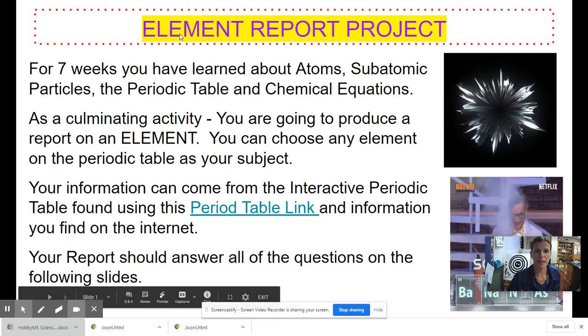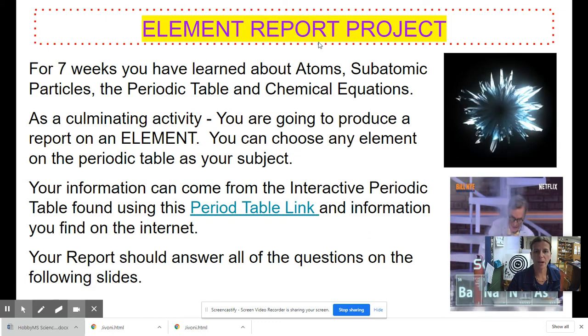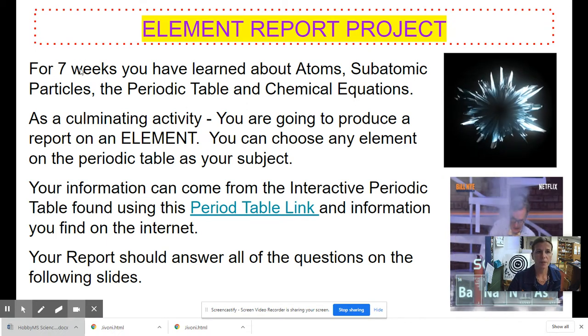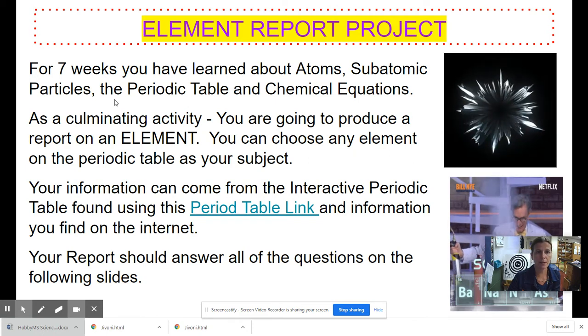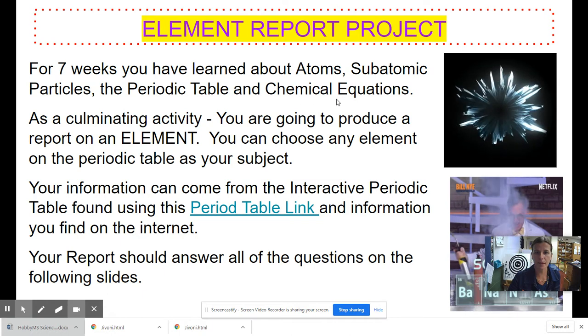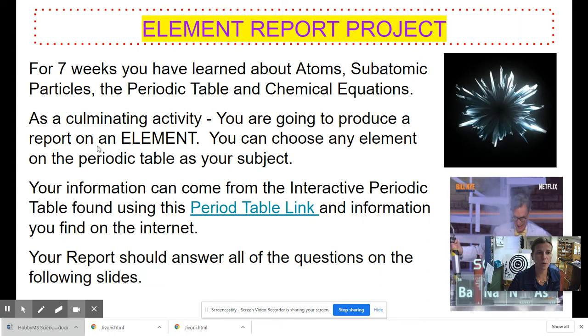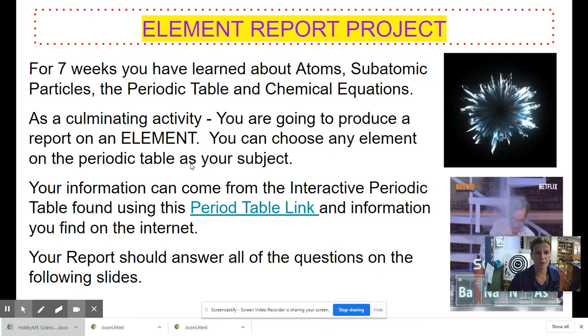Today we are going to have an element report project. We are finishing our unit category in chemistry. So for the past 7 weeks you've learned about atoms, subatomic particles, the periodic table, and chemical equations. As a culminating activity, you're going to produce a report on an element. You can choose any element on the periodic table as your subject.